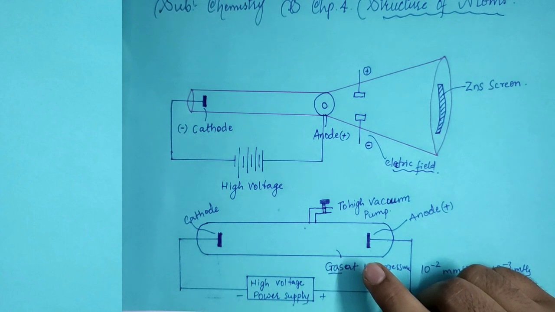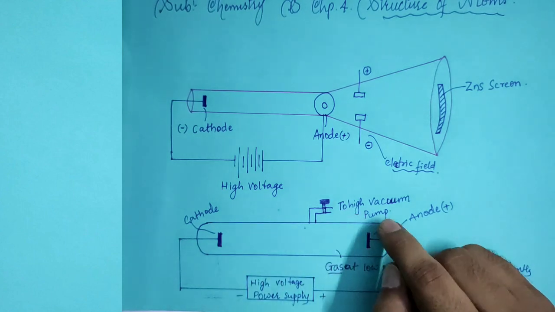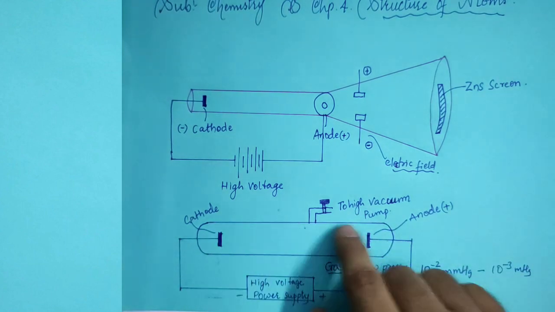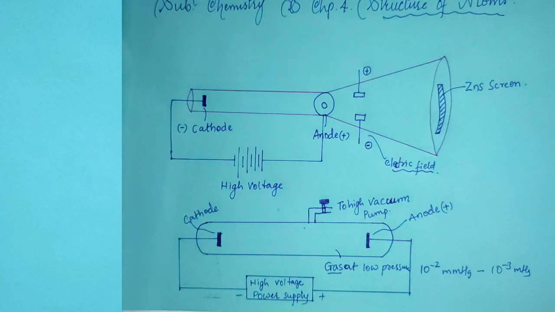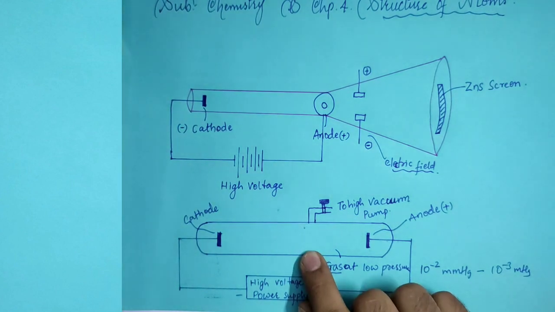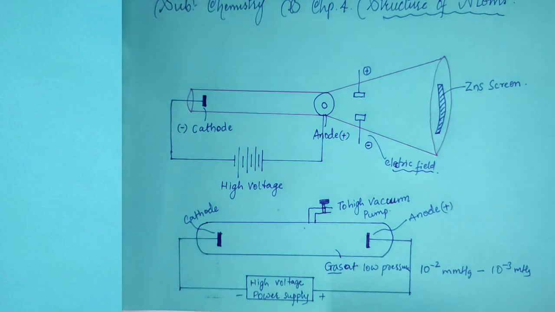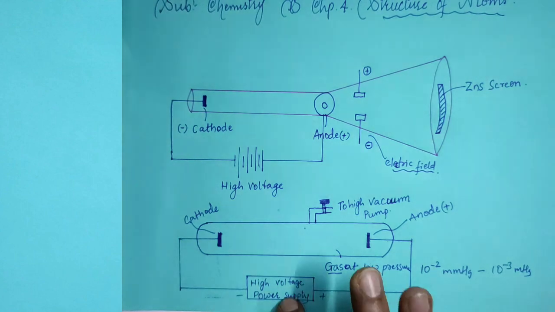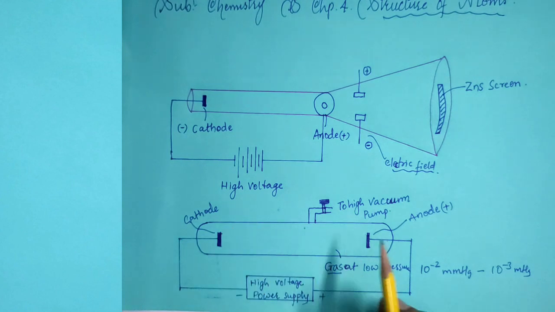The experiment involved the passage of electricity through gases at low pressure. First of all, this glass tube was taken, with a high vacuum pump so the pressure can be adjusted, and the tube is filled with gas. Any gas can be filled. When the gas is filled in the glass tube and a high voltage is applied across cathode and anode, at low pressure the entire glass tube starts to glow.